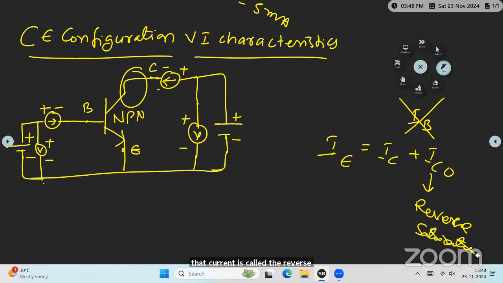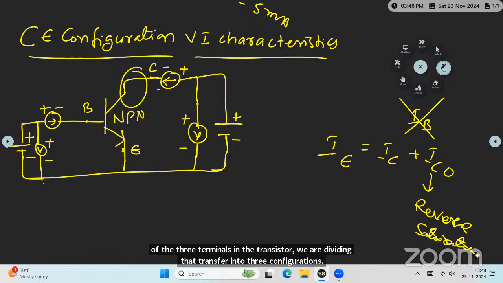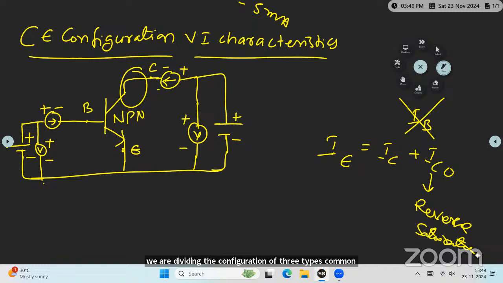Okay, now because of the three terminals in the transistor, we divide the transistor into three configurations. Based on the common terminal, there are three types: common base, common emitter, common collector. If the base is common, that is common base. If the emitter is common for the input and output, that is common emitter. And if the collector is common, that is the common collector configuration. Next we will discuss the common emitter configuration characteristics.